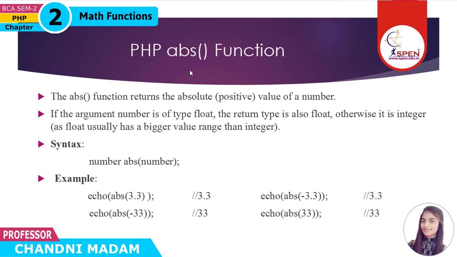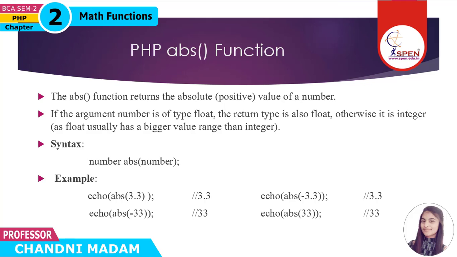Our next function is abs. After executing this function, it will return the absolute value, that means the positive value of a number. If we pass a float as a parameter, it will return a float. If we pass an integer value, it will return an integer as the absolute value. Here is the syntax: we pass a number to the abs function and it returns a number.